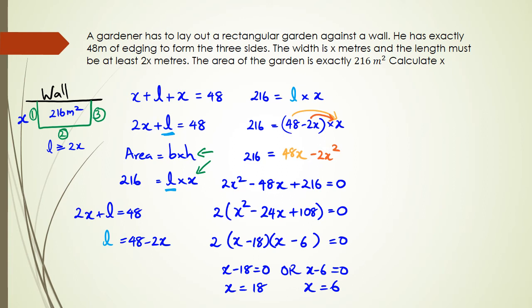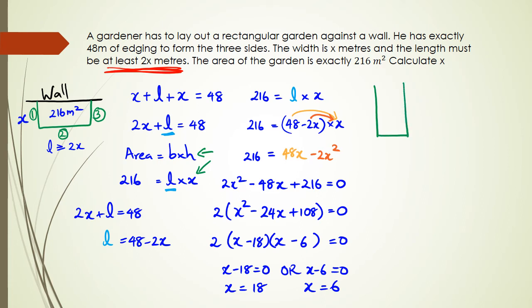And the majority of the time, guys, with a quadratic, you always have to go back and check which answer actually makes sense. In this particular case, I'm going to go back to this line here. See how it says the length must be at least 2x meters. Because even though it says x equals 18 and x equals 6, only one of them is actually possible. Want to know why? Because have a look at these two situations that we have.